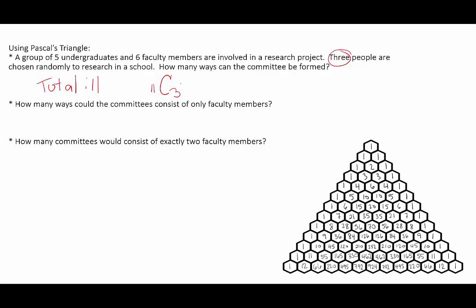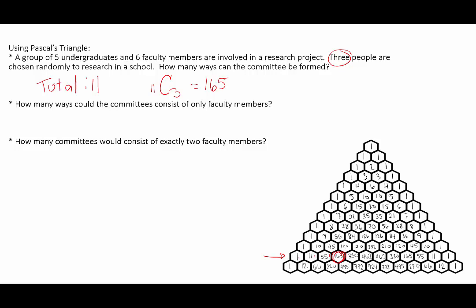I could do this the long way, but I don't have to because I have Pascal's triangle. The 11 means I need to go down to the 11th row, which is right here. And the 3 means I need to go to the 3rd position. But remember, we start with 0. So 0, 1, 2, 3. So 11 choose 3 would be 165. There are 165 ways that this committee could be formed.